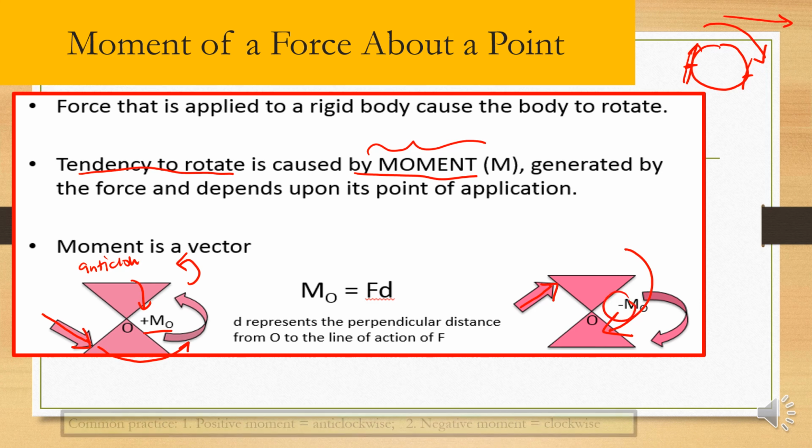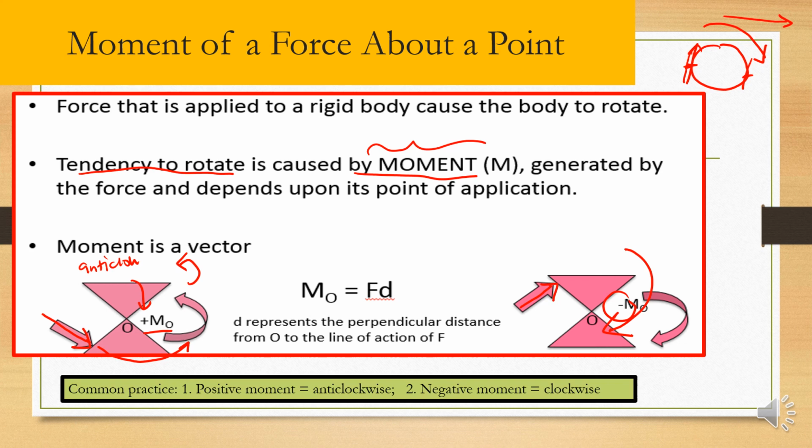Okay, so here is the summary about the moment sign and the moment direction. The positive moment should be anti-clockwise, and the negative moment should be clockwise direction.